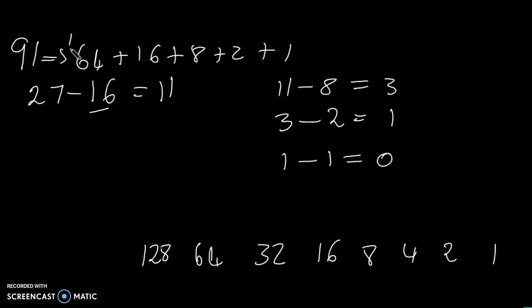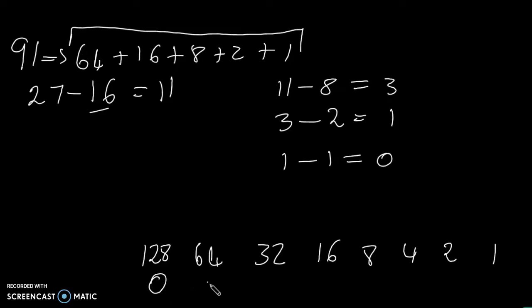And then we have to make sure that the sum of these numbers is going to give us 91. So 64 plus 16, plus 8 plus 2 plus 1 should give us 91. And then from there, we are going to come here and say, from these numbers, we do not have 128, therefore we are going to put a 0 here.